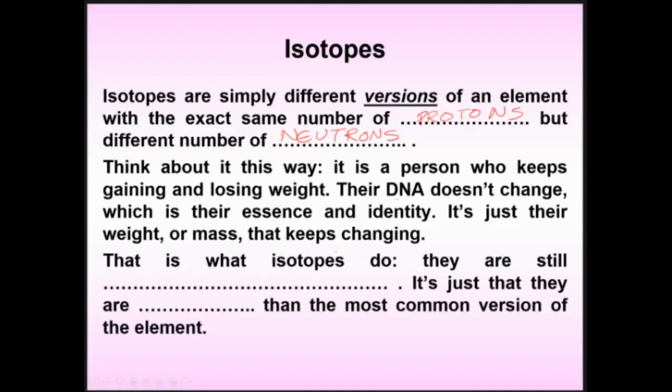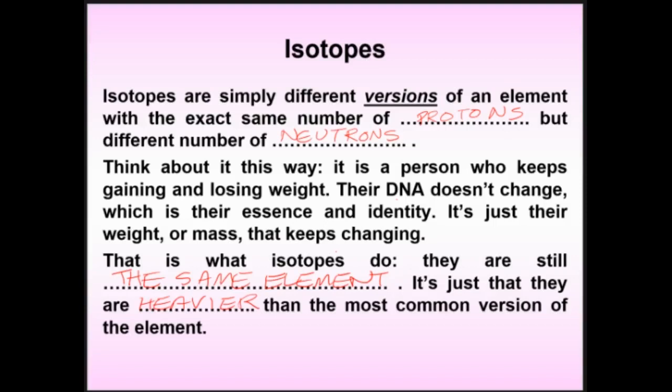They are still the same element. It's just that they are heavier than the most common version of the element. Does anyone know what's the most common version of carbon? The one that you are 99% made of. Carbon 12, which means it's the one with 6 protons and 6 neutrons.